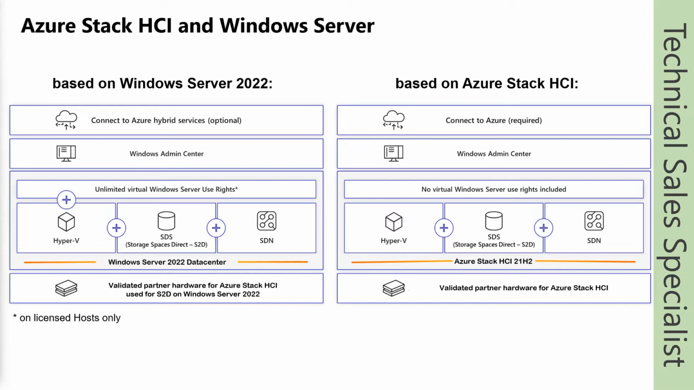So all the cores that are seen by the Azure Stack HCI OS will be charged via the subscription. In Windows Server 2022, we have the situation that we license the physical hosts based on Windows Server Datacenter. We receive Hyper-V, the unlimited virtual usage rights, Storage Spaces Direct, and software-defined networking, but we have these upfront costs. We have to license Datacenter for each host with a minimum of 16 cores, but all the cores we have in the server.